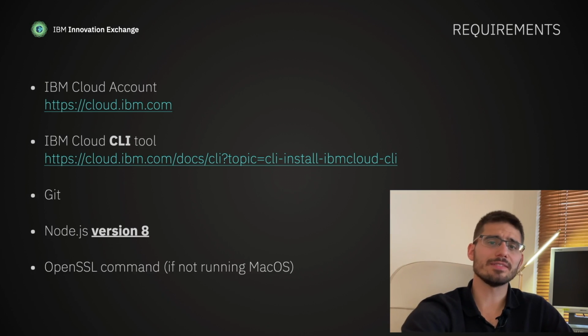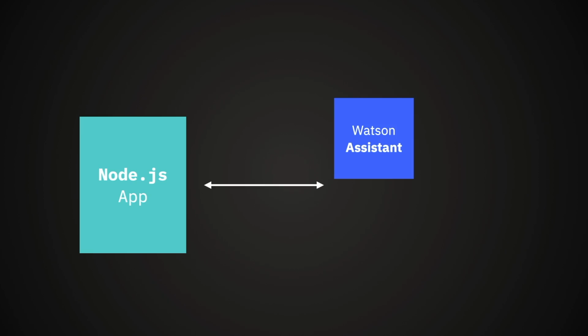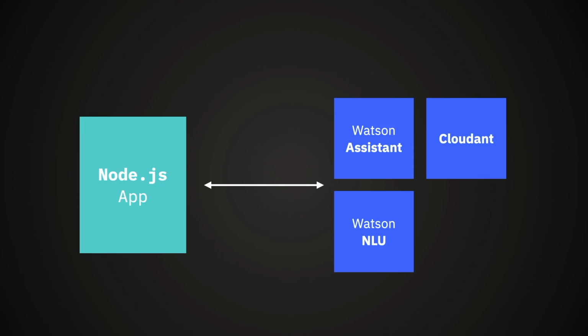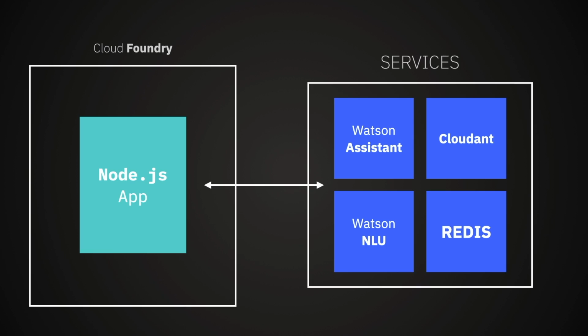Now let's look inside of the Social Campaign Manager application. The SCM app is basically a Node.js application which connects to Watson Assistant as the primary driver of the conversation, the Watson Natural Language Understanding Service, which does the sentiment analysis on user chat responses, the Cloudant NoSQL database, which holds the user responses, and a Redis memory store to keep track of the conversation context. The application runs in the Cloud Foundry container and connects to its respective IBM services.